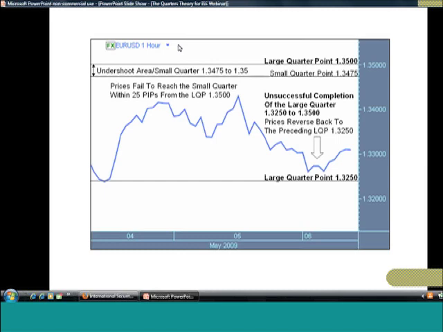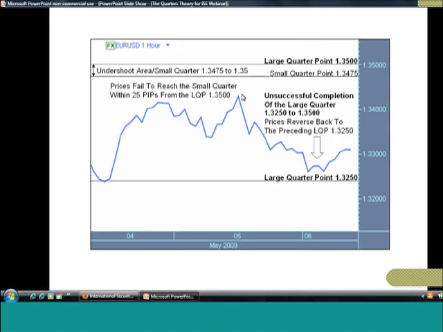So I call this an undershoot area, 1 small quarter from the large quarter point. 25 pips above it is what I call the overshoot area. So prices come a little bit short in a previous example, but they enter that undershoot area, the small quarter from the targeted large quarter point. In this example, prices never do that. They stay outside of that area. They never complete the large quarter.